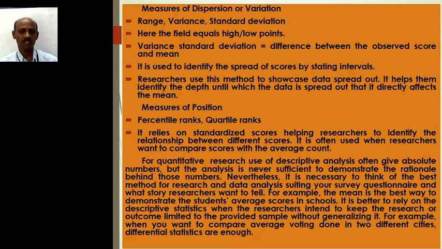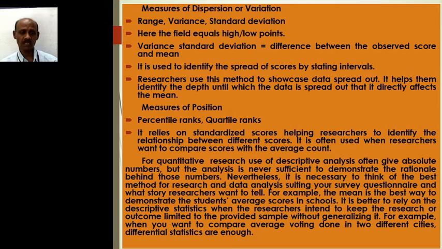The third one is measures of dispersion or variation, namely range, variance, standard deviation, etc. Here the range covers high and low points, the highest and lowest ends. Variance and standard deviation are the difference between the observed score and the mean. It is used to identify the spread of scores by stating intervals. Researchers use this method to showcase how the data is spread out. It helps them identify the depth to which the data is spread out, which directly affects the mean.